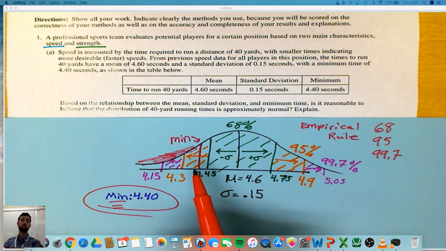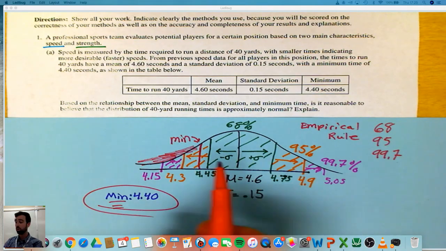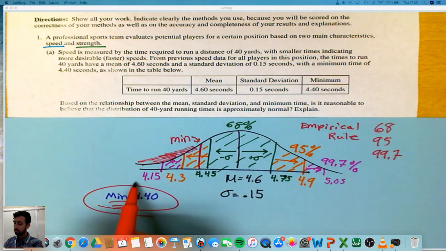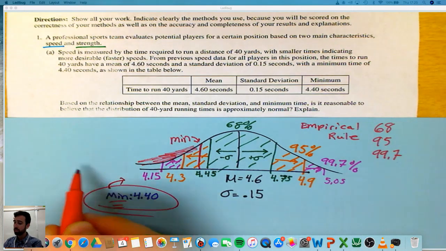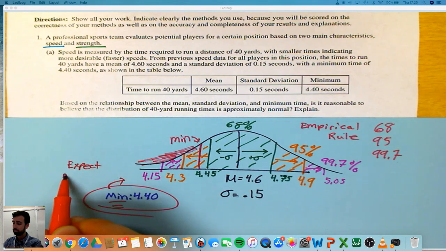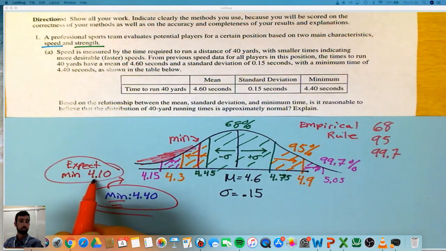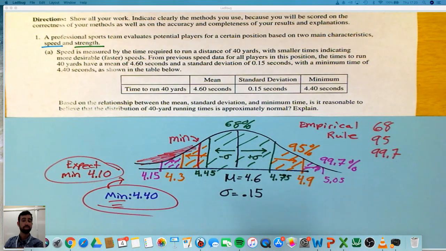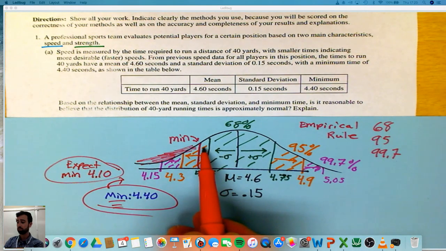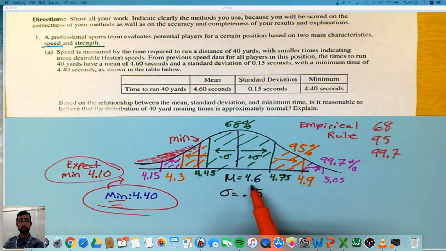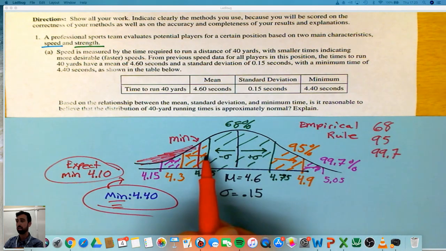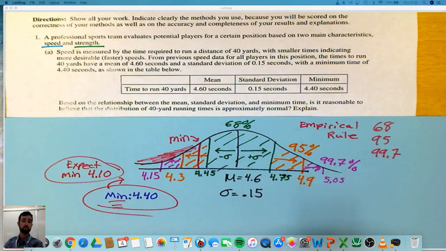It's maybe skewed to the left or skewed to the right, but it's not normal, because if it is normal, we would expect a minimum to be down here. We would expect our minimum to be maybe around 4.10. But since it's 4.4 and our average is 4.6, they're too close. There's not enough spread here to say that this is normal.